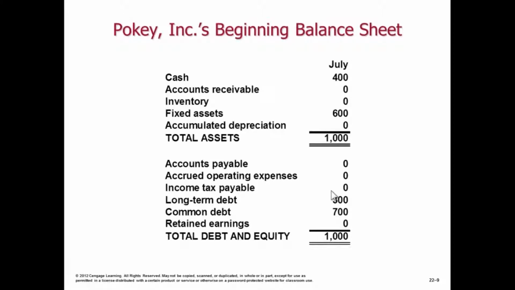Let's look at the Pokey's balance sheet just for a little bit. Here's their balance sheet when they started in July. They had $400 of cash on hand, had fixed assets of $600. I won't say dollars, we'll just say 600. It could be 600,000 or 600 million, whatever. And so now their total assets are 1,000. And if we look down here, they've got long-term debt of 300, short-term debt of 700. And so they've got assets and liabilities balancing out.